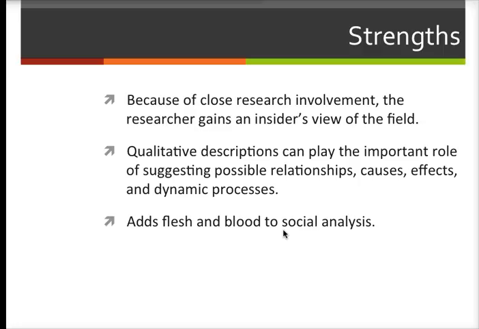Qualitative descriptions can play important roles in suggesting possible relationships, causes, effects, and dynamic processes. So out of your research will come these rich descriptions that really can suggest some of these things that can change practices or change policy or influence practice and policy. And it adds flesh and blood to social analysis. I mean, let's face it, it's more personal.